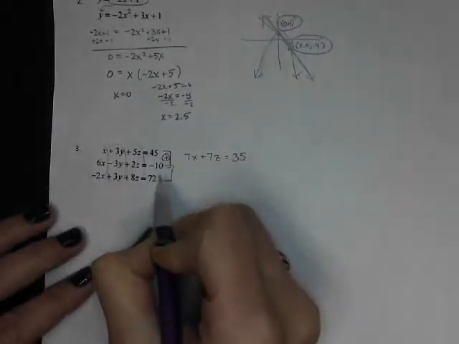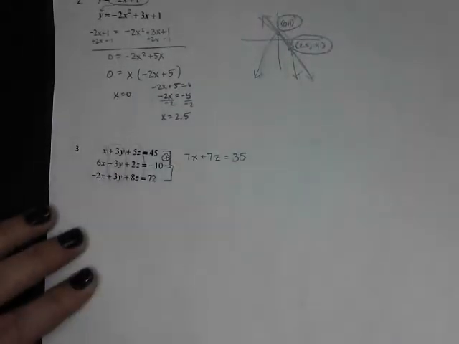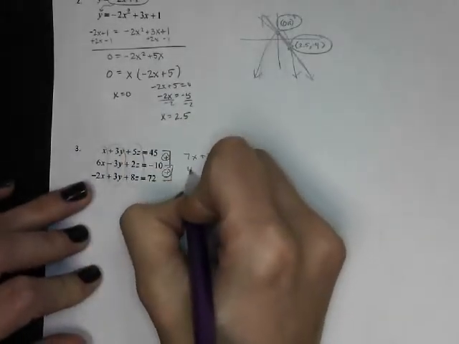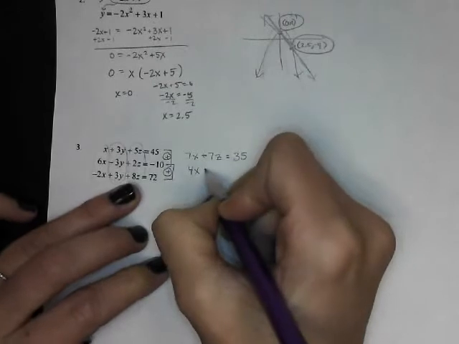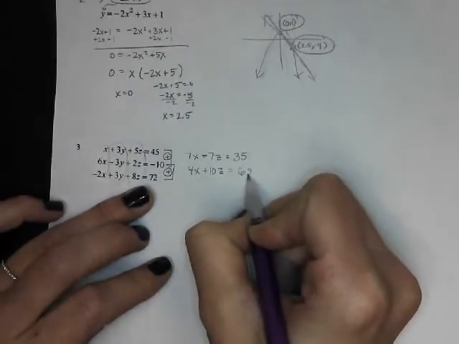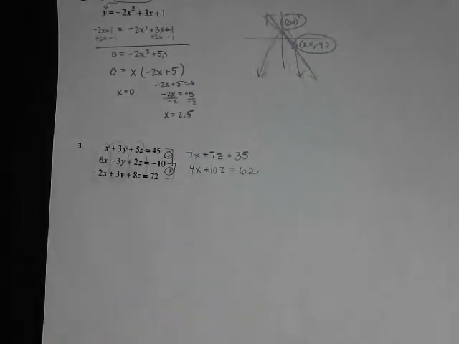On your second 2 equations, opposite signs, add again. 6 plus negative 2 is 4x. Those cancel. 2 plus 8 is 10. And negative 10 plus 72 is 62. So now I've gotten rid of my y's twice. I've done 2 rounds of elimination.